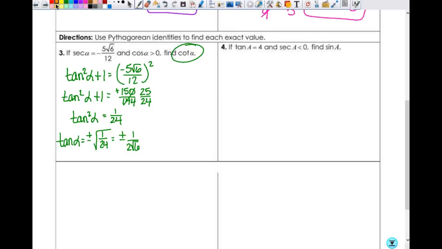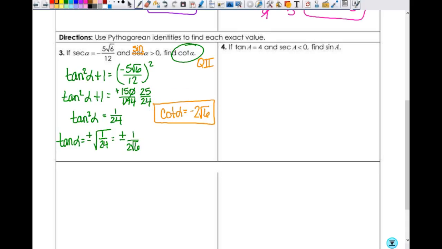I don't know which one it is supposed to be. That's why I have this up here. And I had told y'all we're going to change that to sine because it was a mistake. So secant, which is the reciprocal of cosine, is negative and sine is positive. So if sine is positive and cosine is negative, you have to be in quadrant 2, which means that cotangent is negative. So cotangent of alpha is equal to negative 2 square root of 6.